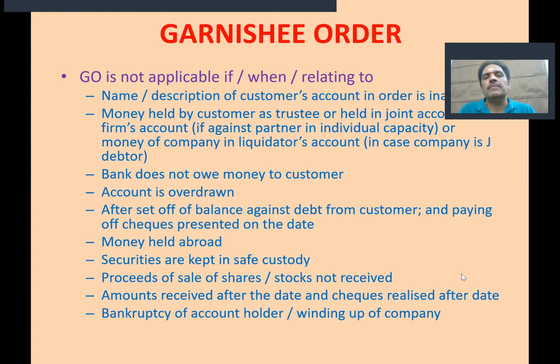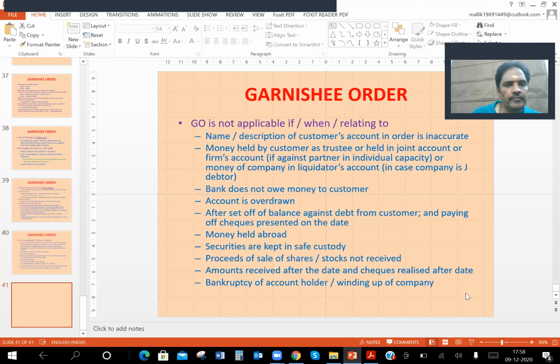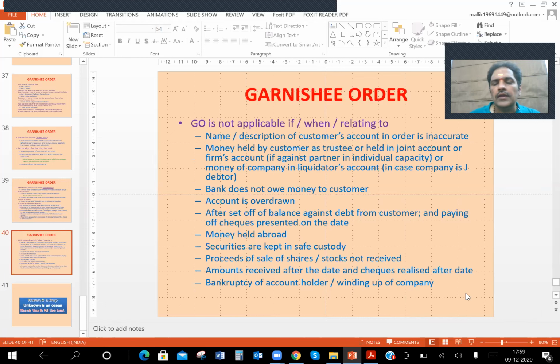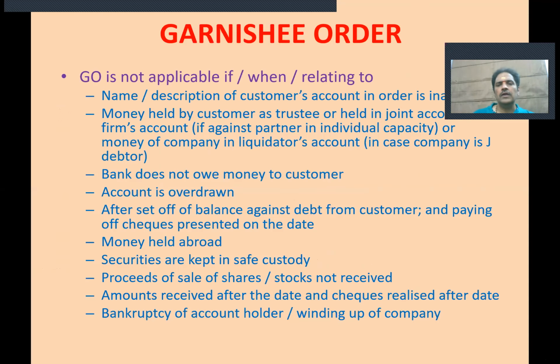Then a garnishee order is not applicable if the name and description of the customer account in the order are different. So if I have a different name here and there, or if there is any inaccuracy in the name in the garnishee order and the account holder, then that will not apply. Then money held by a customer as trustee, or held in a joint account, or in a firm's account, or a company's liquidator's account, will not come within the garnishee order.